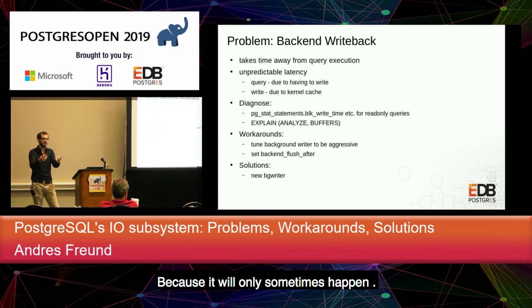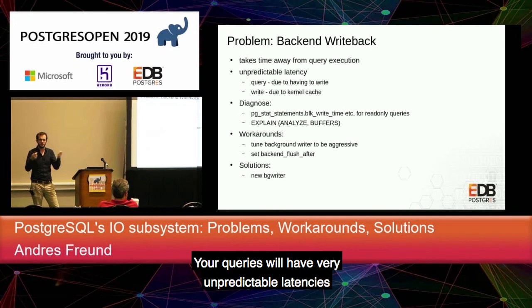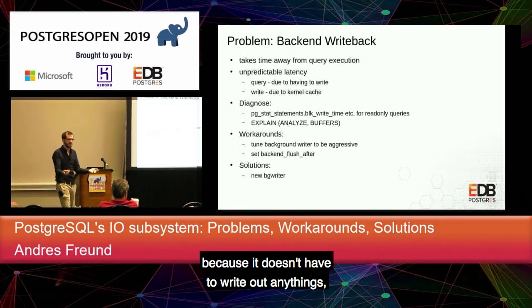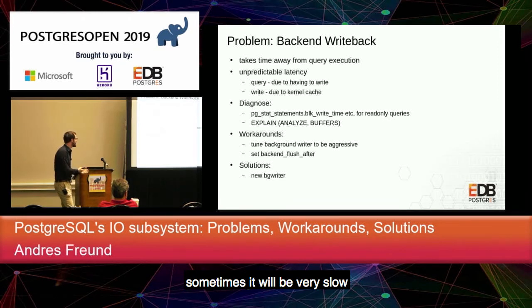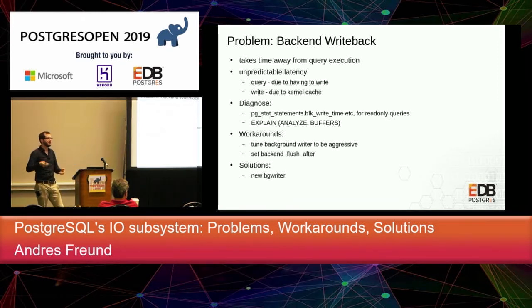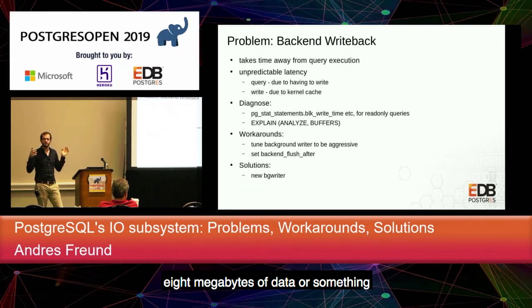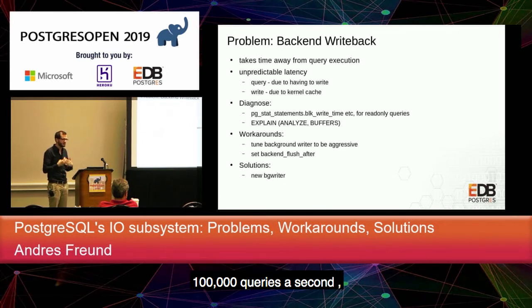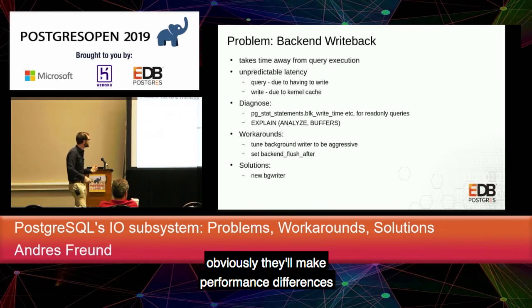because it will only sometimes happen, your queries will have a very unpredictable latency. Sometimes it will happen, the query will be very fast because it doesn't have to write out anything. Sometimes it will be very slow because it suddenly has to write out 100 buffers, that is 8 megabytes of data or something, before it can actually return the query, which if you have like 1,000 queries a second, 100,000 queries a second, obviously will make performance differences.